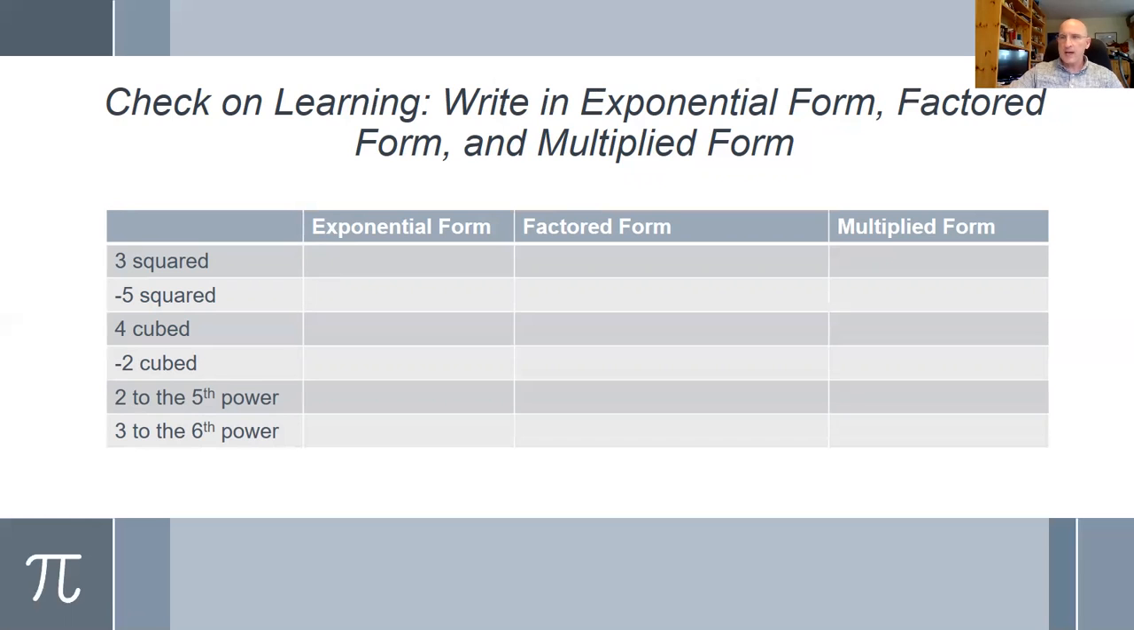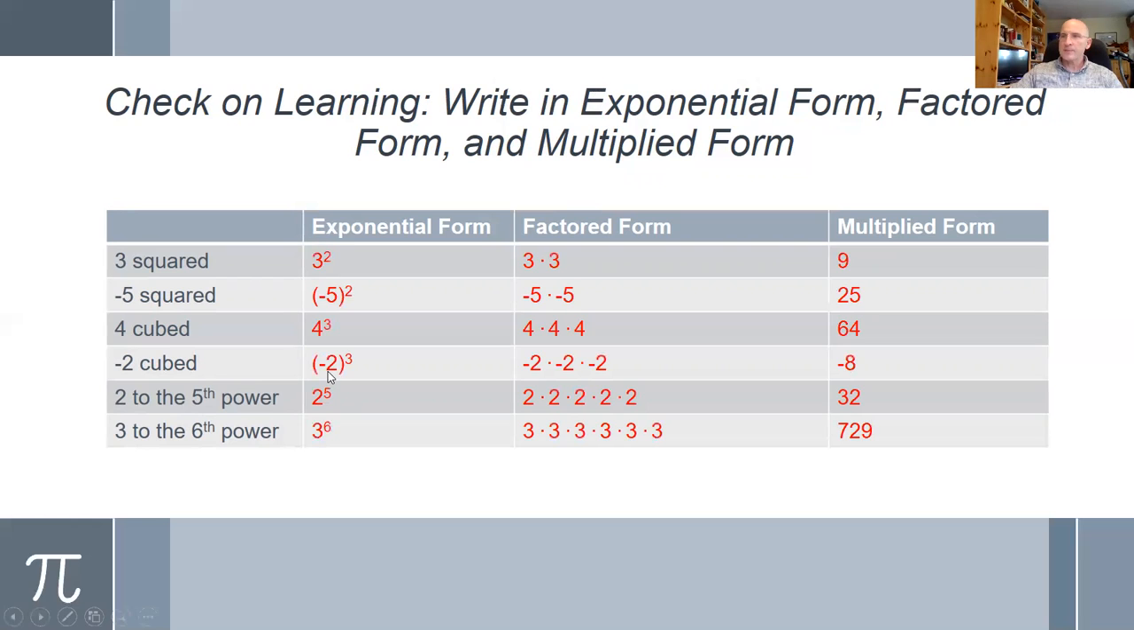Okay, I'm assuming that we're back and that the staff has now unpaused the video. So I want to show you the results. Check your answers against my answers and see how many of you got it right. So exponential form would be 3 squared. Factored, 3 times 3, and multiplied would be 9. Minus 5 squared would be written like this, with parentheses, minus 5 with a little 2. The parentheses are important because you want to make sure that you're squaring the whole thing, the minus 5. And minus 5 times minus 5 would be factored, and 25 would be multiplied.